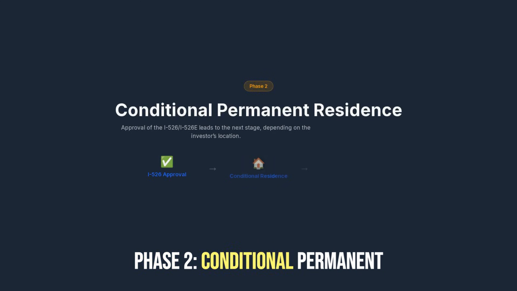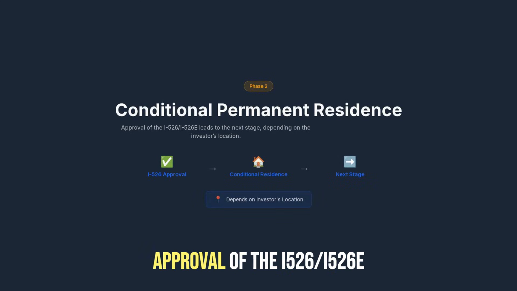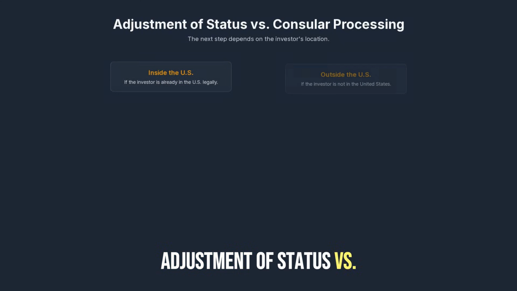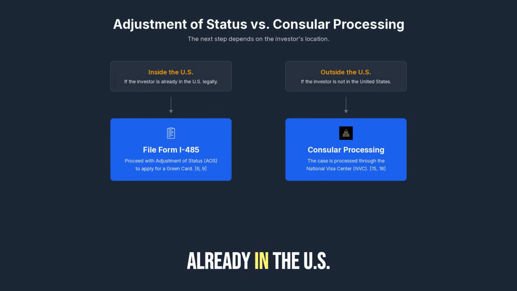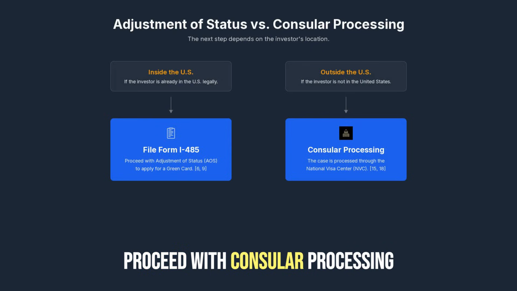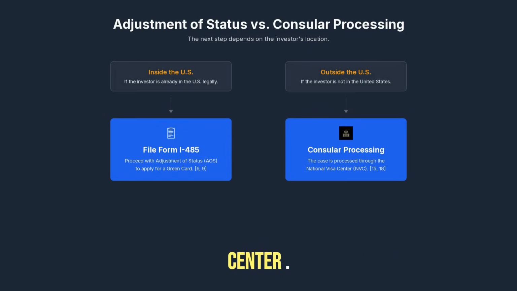Phase 2. Conditional permanent residence. Approval of the I-526 or I-526E leads to the next stage, depending on the investor's location. Adjustment of status versus consular processing. If the investor is already in the U.S. legally and their priority date is current, they may file Form I-485. If the investor is outside the U.S., they proceed with consular processing through the National Visa Center.